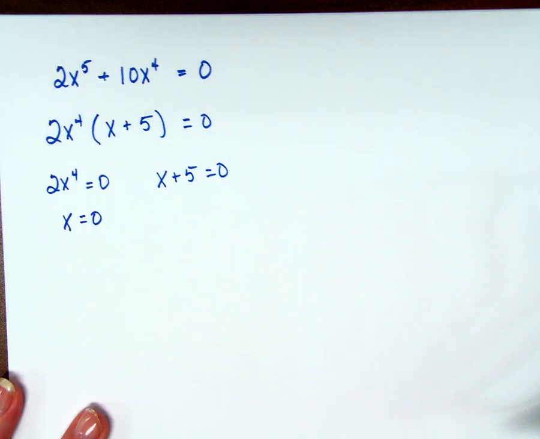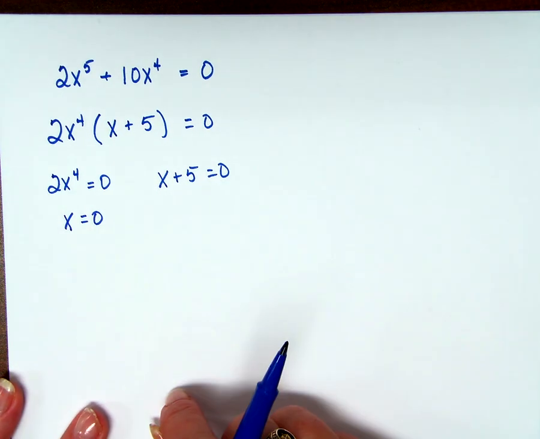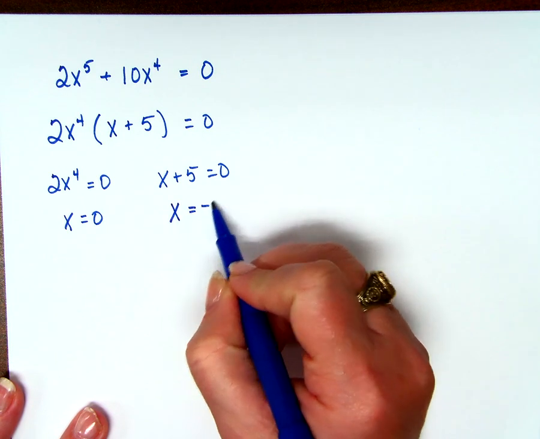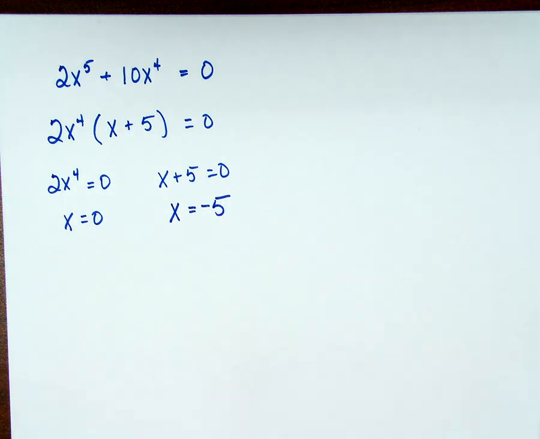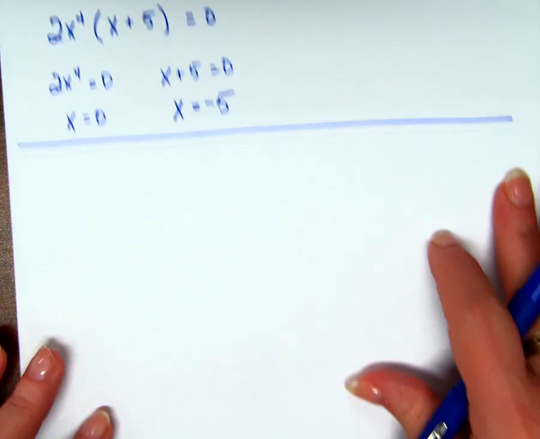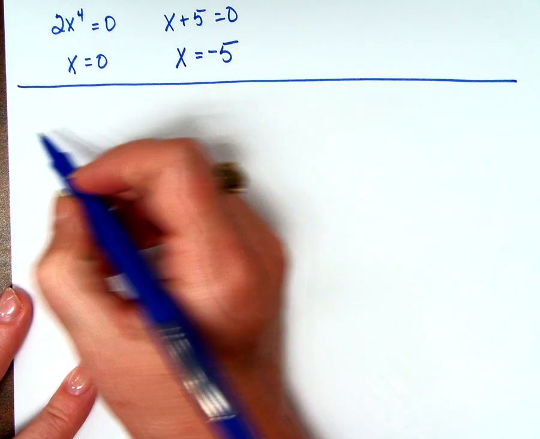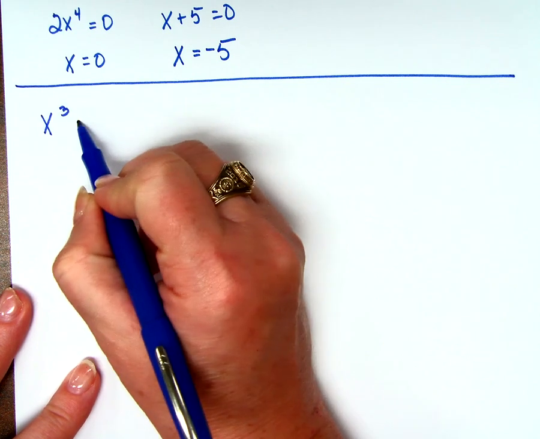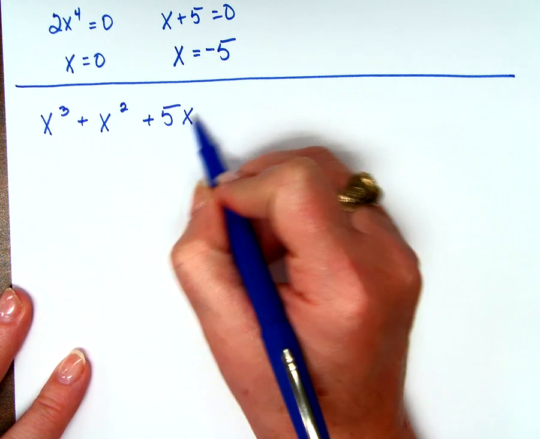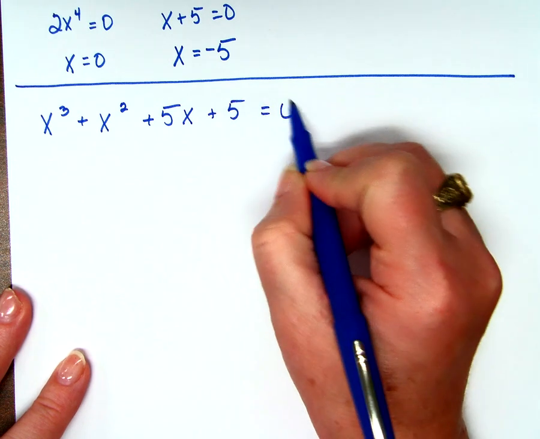What about the right-hand side? What would I do here? I would subtract 5 from both sides, so I would get x equals negative 5. Well, what if the equation didn't look like that? What if it looked different? Would you know what to do? Well, x to the 3rd plus x squared plus 5x plus 5 equals 0.